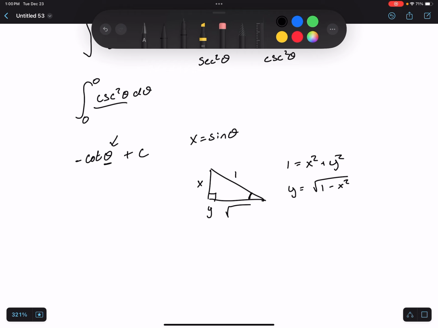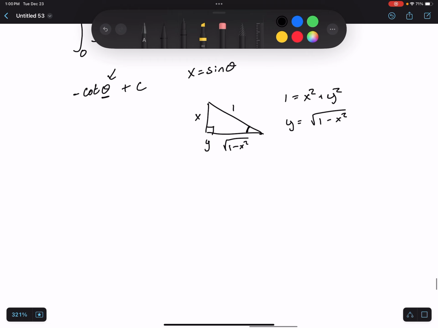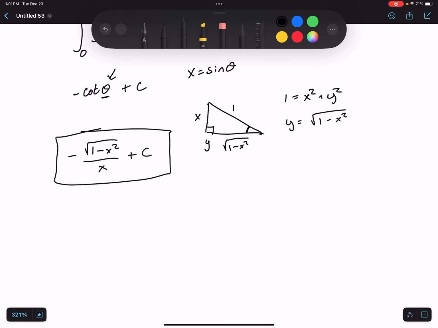So we can put that here, 1 minus x squared. And cotangent, of course, is adjacent over opposite. And so we have minus cotangent of theta, which in this case is the square root of 1 minus x squared over x plus a constant. And this is the solution to our integral.